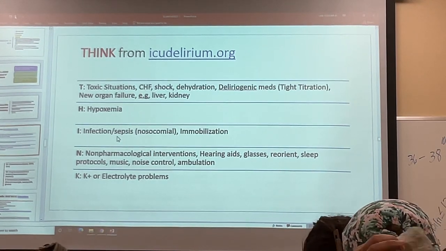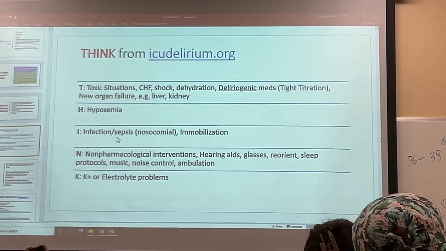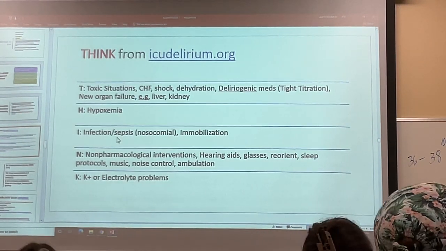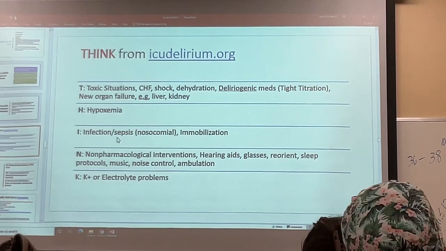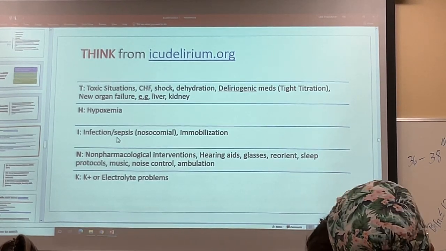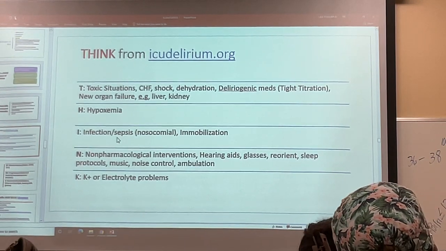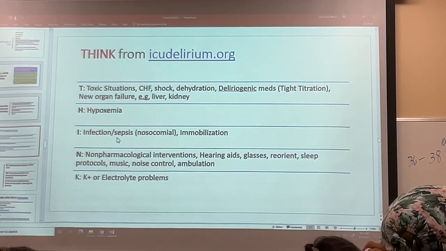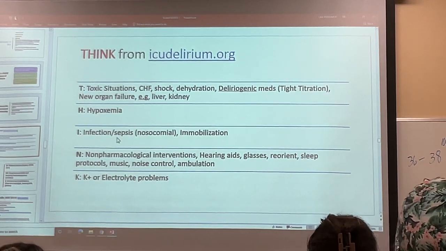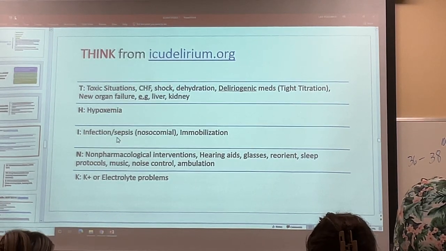Think H for hypoxemia. Okay, once again, PF ratio. Look at your ABGs, right? I, infection. So we know infection causes delirium. And then what do we do with these septic shock patients? We put them in a bed and tie them up and we immobilize them. That, immobilization in itself, causes delirium.